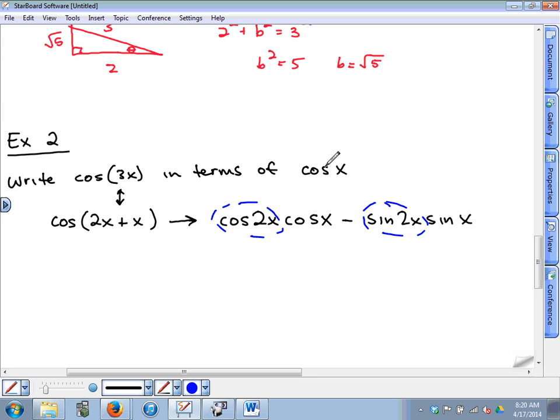Why do we have to expand it? Because we want to write this in terms of only cosine. Right now we have sines and we have two x's. It only can be cosine of x, not cosine of 2x. No sines either. What can we expand that to? What's the double angle for cosine? There's 3 of them. We want the 2 cosine squared of x minus 1.